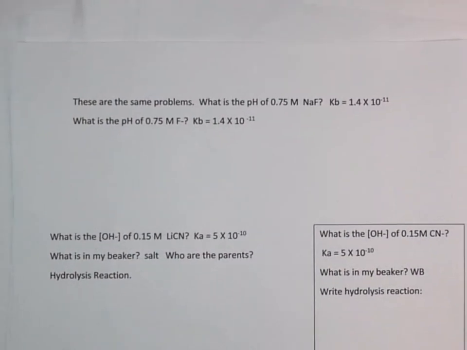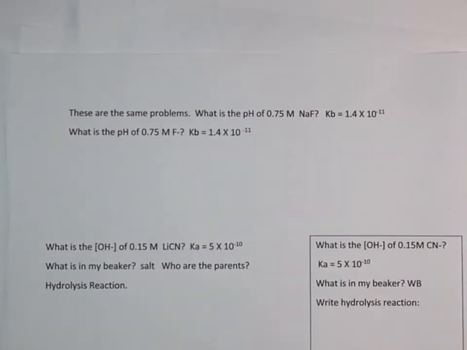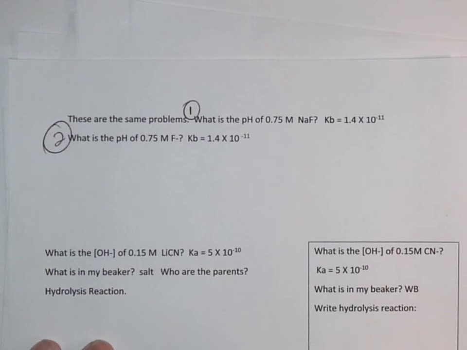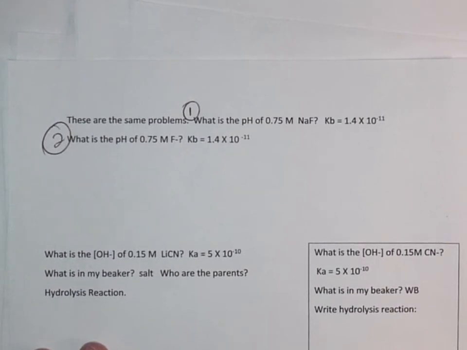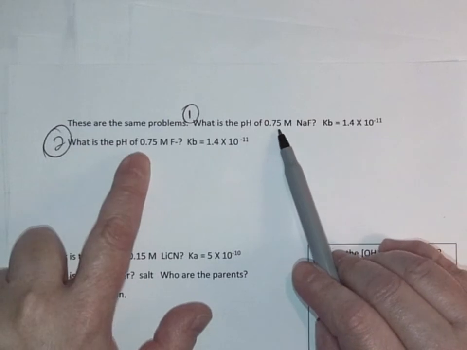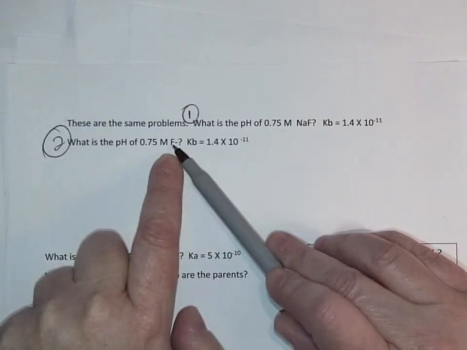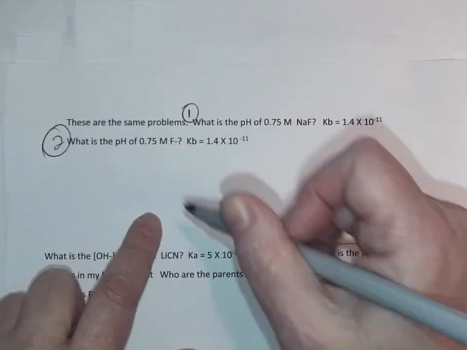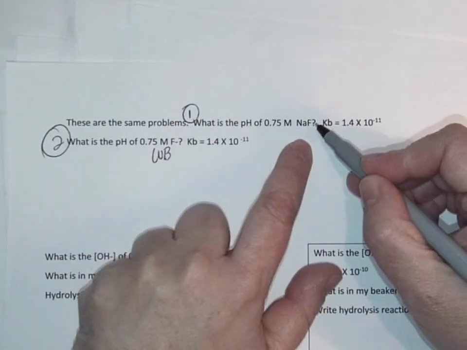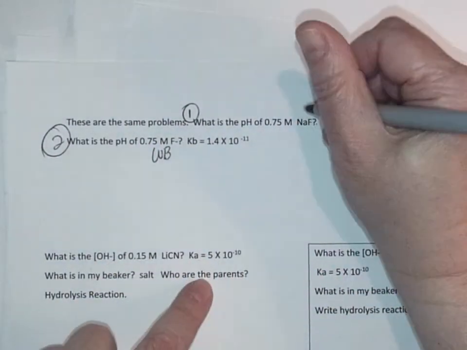All right, let's take a look at this one. One thing I want to point out is that it looks like it might be asking a different question, but they're actually asking the same question. So these are really two questions. We've already done them, all right, but they might look different to you. What is the pH of 0.75 molar? This one gave me a F-1, so that is a weak base. And this gave me a salt.